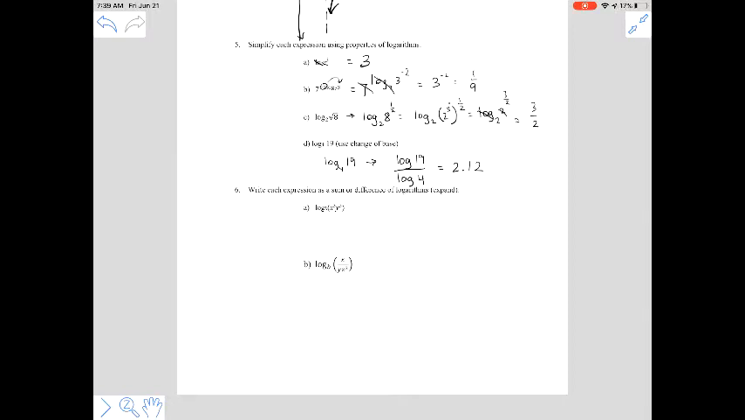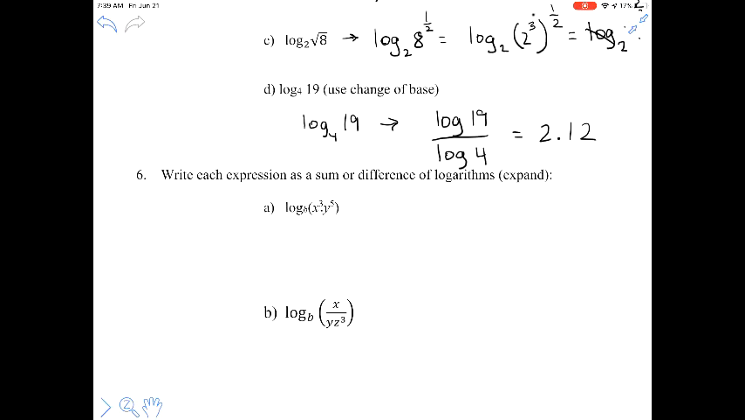Now, question 6 is from section 4.4, properties of logarithms. We're expanding, and since we have a product there, you can expand the product with 2 separate logarithms that are adding. So log base b of x to the 3rd plus log base b of y to the 5th, and then we move the exponents in front as coefficients. So 3 times log base b of x plus 5 times the log base b of y.